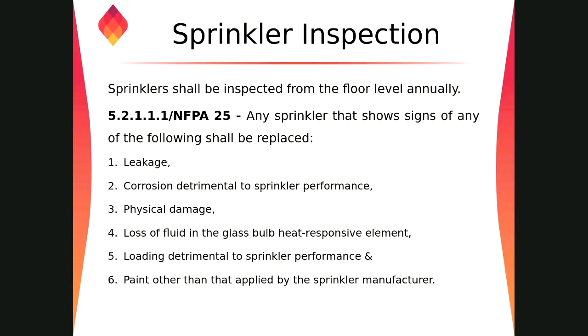Okay, so now we come to the inspection of the sprinkler, right? If you want to inspect the sprinkler, what you can check as per NFPA 25, 5.2.1.1, right? You have to look for leakage. If the bulb is leaking, or if there is a leakage from the fittings or from the threads, if there is any corrosion, physical damage, loss of fluid, coating or painting, right?